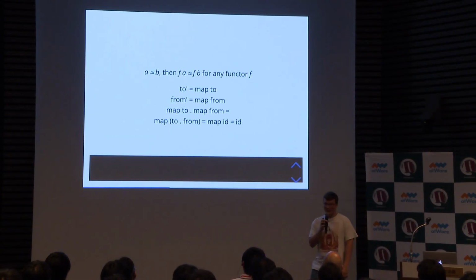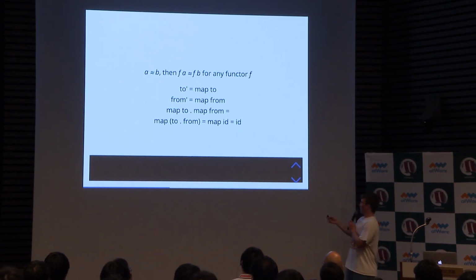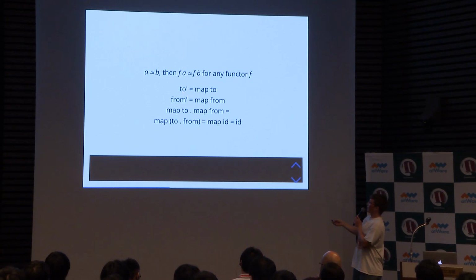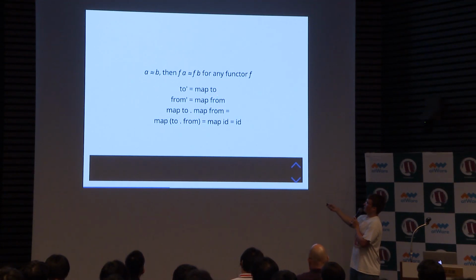And it's fairly simple to prove using functor laws. We basically take, in order to map f of A to f of B, we just use our function to, and we map using it. Right, I'm using sort of a Haskell syntax here. So we map using to, and in order to go in the opposite direction, we map using from. And then to prove that it's actually an isomorphism, we can use functor laws.